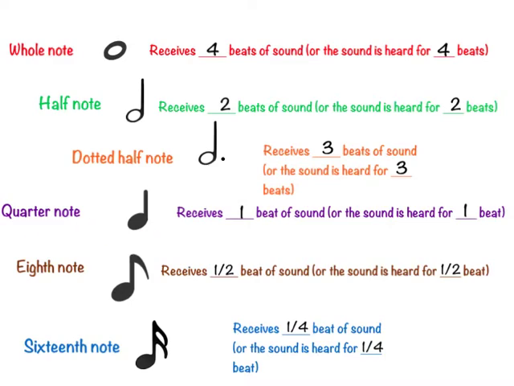The quarter note receives 1 beat of sound, or the sound is heard for 1 beat. The eighth note receives 1/2 beat of sound, or the sound is heard for 1/2 a beat. The 16th note receives 1/4 of a beat of sound, or the sound is heard for 1/4 of a beat.